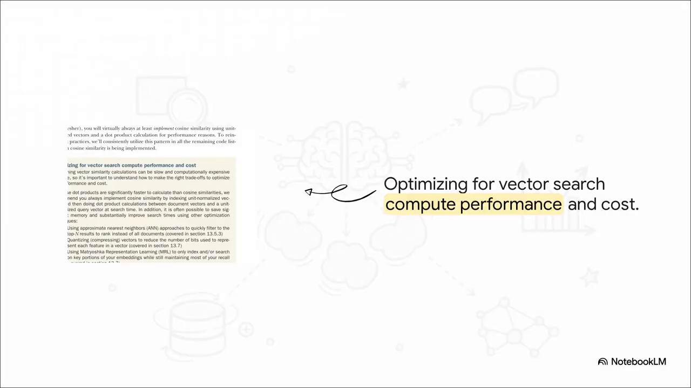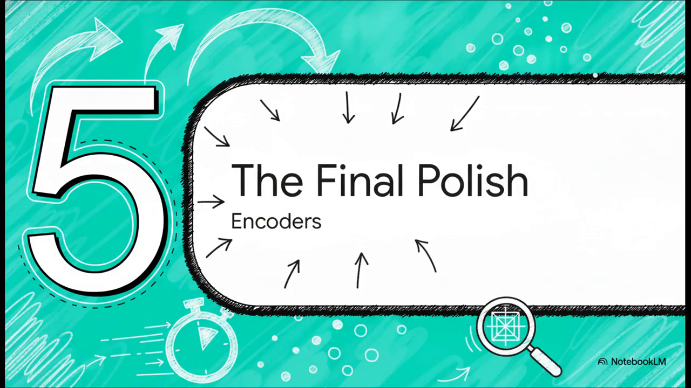At the end of the day, our ultimate goal is optimizing for compute performance and keeping costs down. One of the best mathematical shortcuts out there is making sure your vectors are unit normalized when you index them. If you do that, the system can use a really simple dot product calculation at search time. And let me tell you, that is significantly faster and way cheaper to execute than calculating raw cosine similarities from scratch.